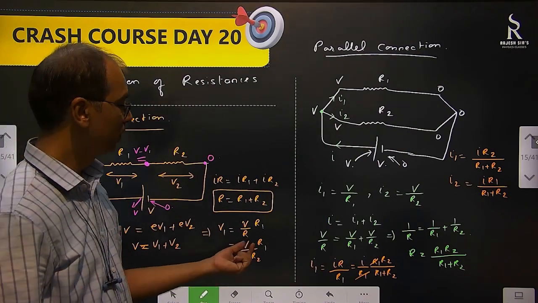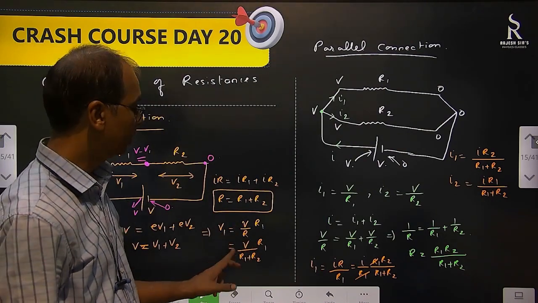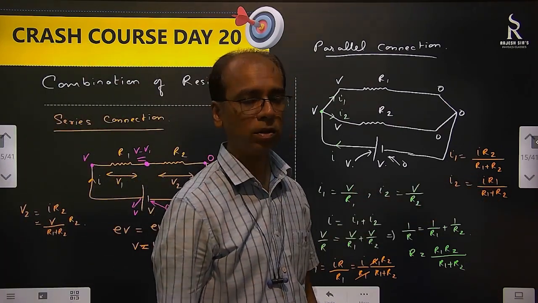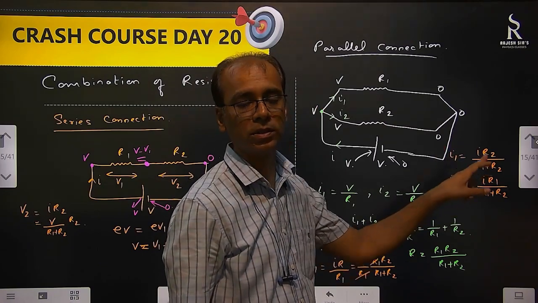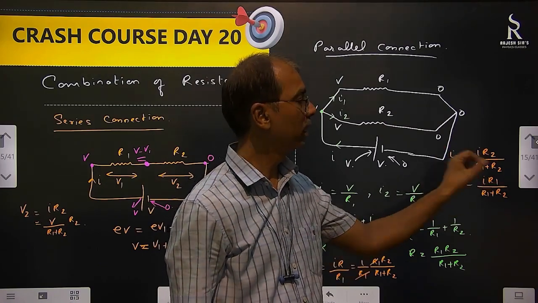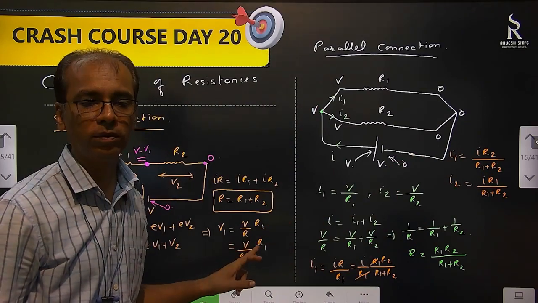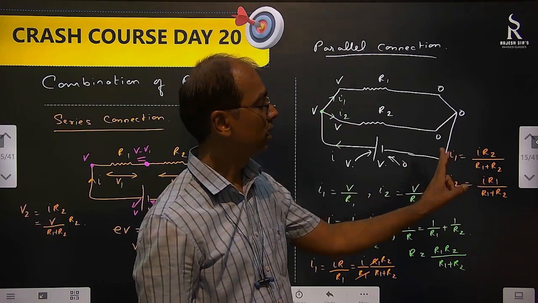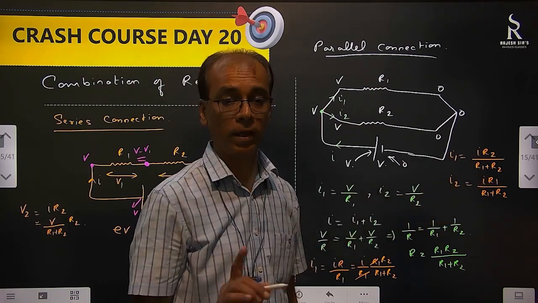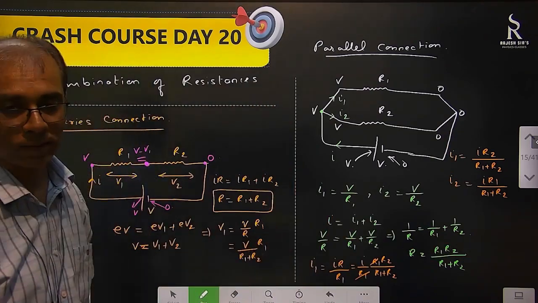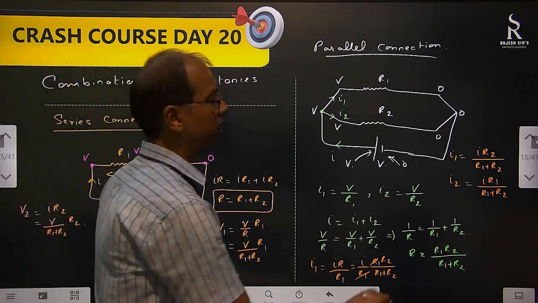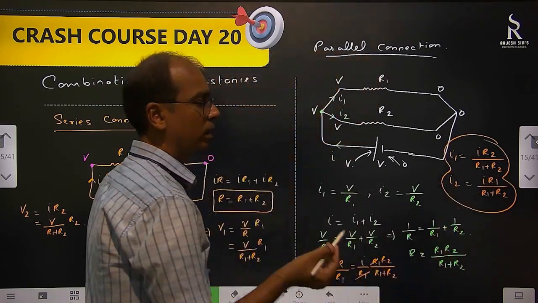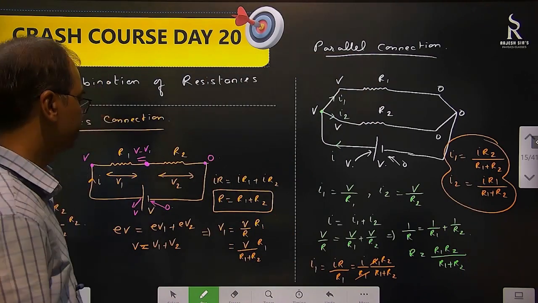A very similar relation is there, not much of the difference. V1 is V R1 by R1 plus R2, and I1 is I by R1 plus R2. But since I is inversely proportional to resistance, when we are finding I1, you are writing R2 here, whereas when you are finding V1, you are writing R1 only. Inverse proportionality here, direct proportionality there. This is important actually. If we can remember, it's okay. Otherwise, I'll tell you one more method. Let's move ahead.